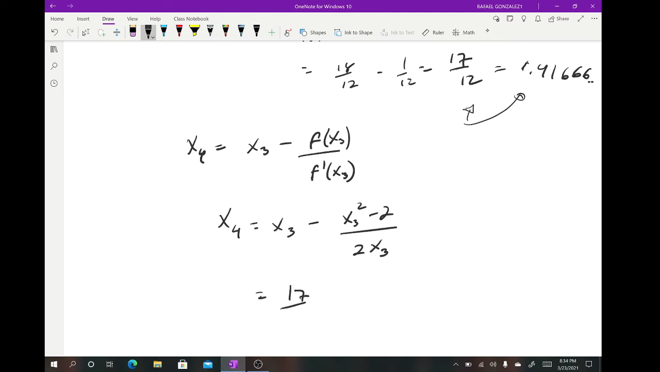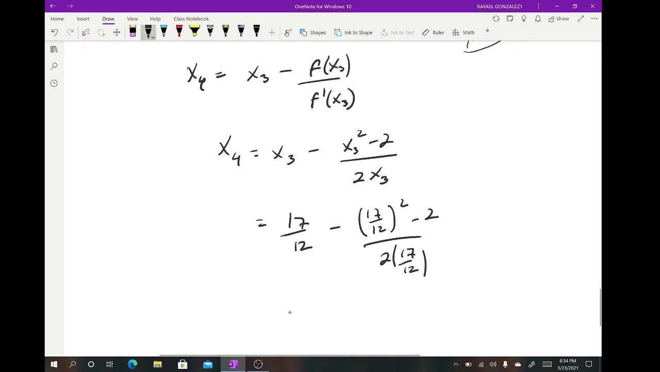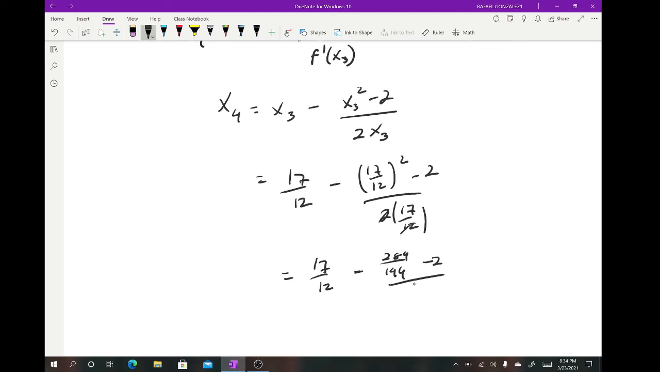So it's going to be 17 over 12 minus 17 over 12 squared minus 2 over 2 times 17 over 12. All right, so it's going to be a little bit more complicated. So it's 17 over 12 minus, you could square 17 and 12, so 17 squared is going to be equal to 289, and 12 squared is 144, minus 2 divided by, this cancels as one of these, so we have 17 over 6 in the bottom.